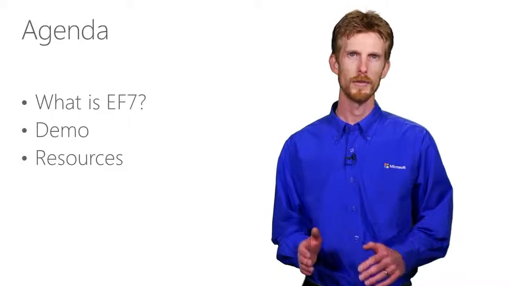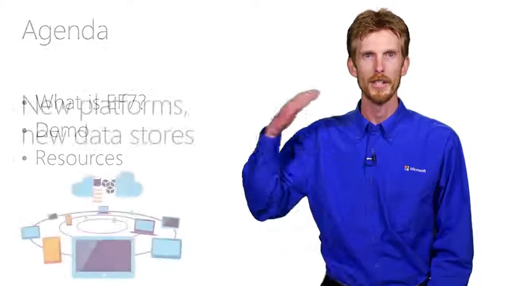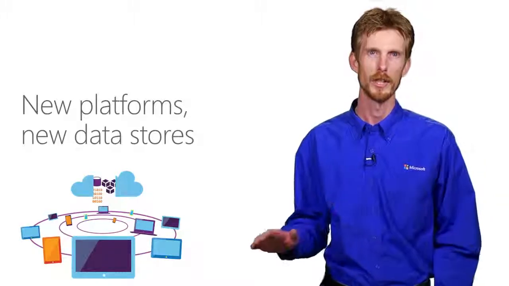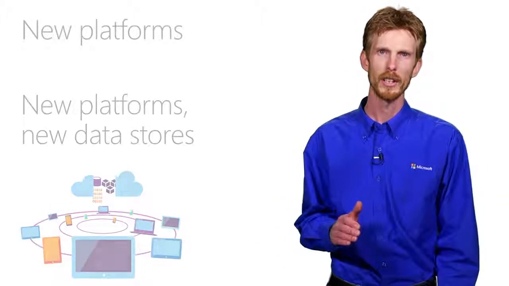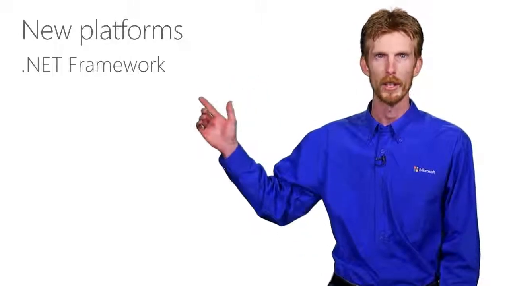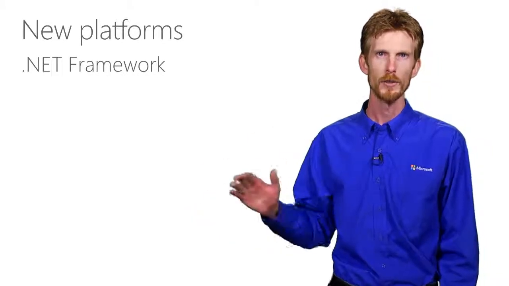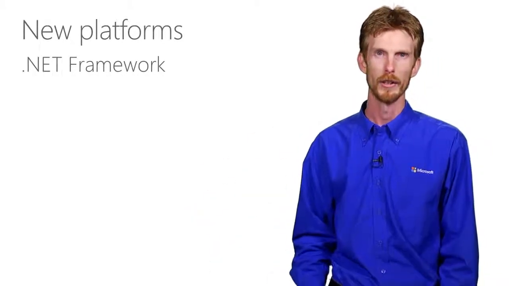If I had to sum up EF7 in one statement, I'd say it's all about targeting new platforms and new data stores. So let's dig into what that actually means. Historically, EntityFramework could only be used when targeting the full .NET framework. This meant you could use EF in applications such as WPF, WinForms, and ASP.NET. But those aren't the only places you write .NET code.